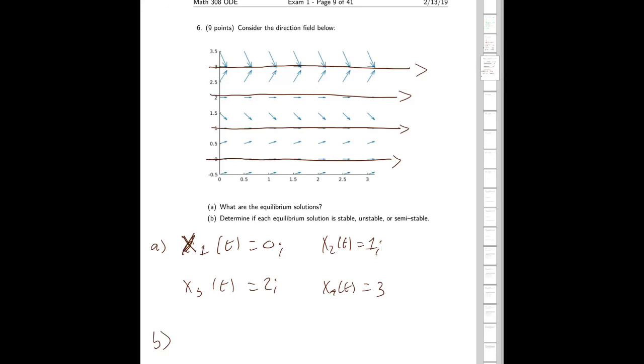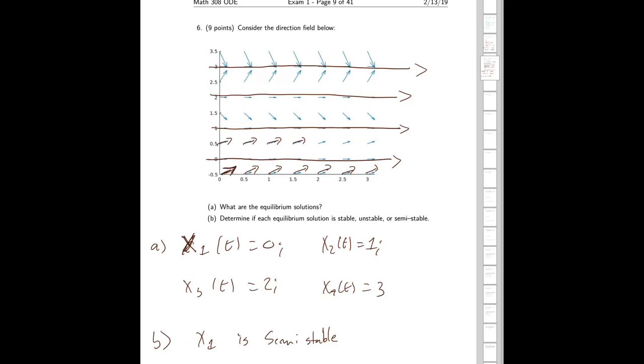Now for part B, let me look at x1, so x1 of t equals 0. Notice that if you start below 0, then the vectors there are positive. The derivatives, the slopes here are positive, however you want to describe it. But if you start above 0, the derivatives there are also positive. So this means x1 is semi-stable. If you start a little bit below 0, solutions will go up to 0. If you start a little bit above 0, solutions will go away from 0.